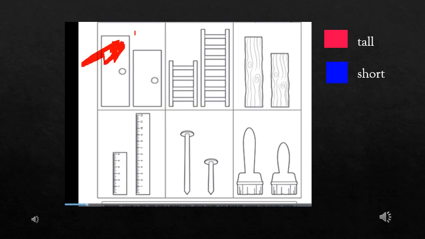Good job. The next picture are ladders. Which ladder is the tall ladder? You're pretty good. This ladder is the tall ladder. Next, we have some logs. Which log is the tall log? Excellent. What are these? Good. These are rulers. Which ruler is the tall ruler?